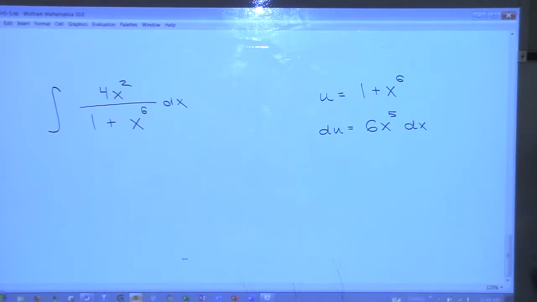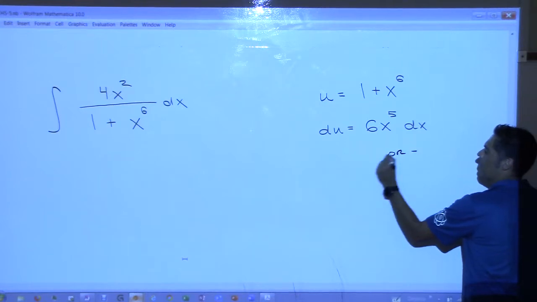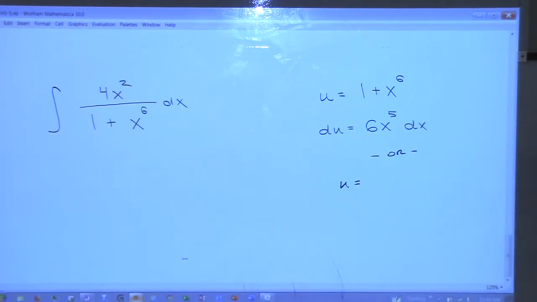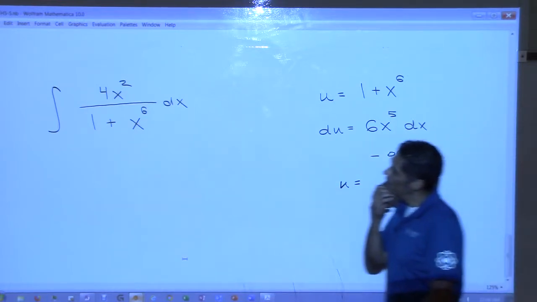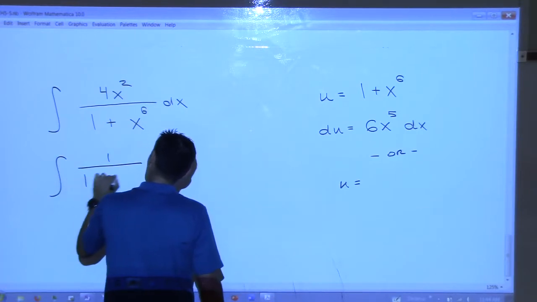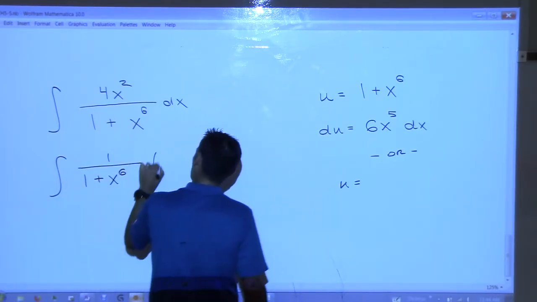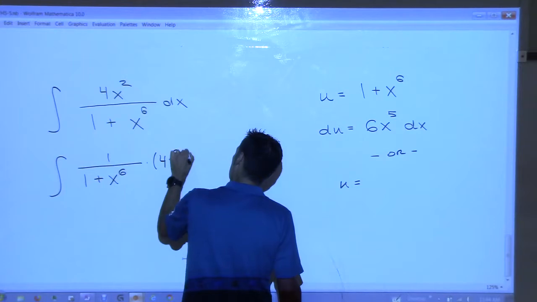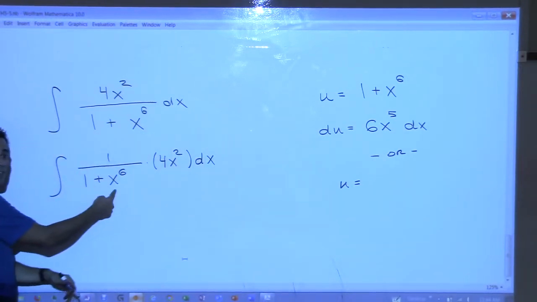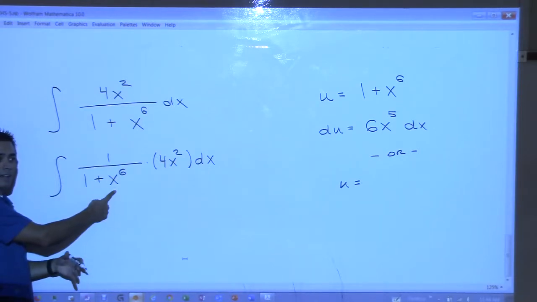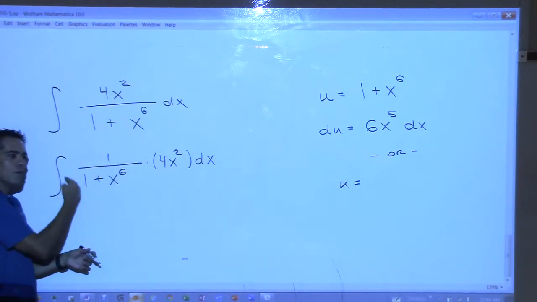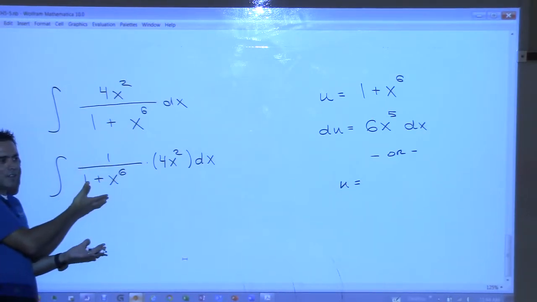Anyone have any ideas? Maybe there's another substitution we can do. It looks like maybe the 1 over 1 plus x to the 6th is almost like the derivative of tan inverse somehow. This is almost like the 1 over 1 plus x squared, right? Because we have that thing that we've all memorized: the antiderivative of 1 over 1 plus x squared is obviously arctangent of x, right?